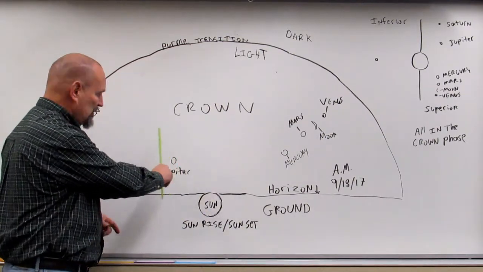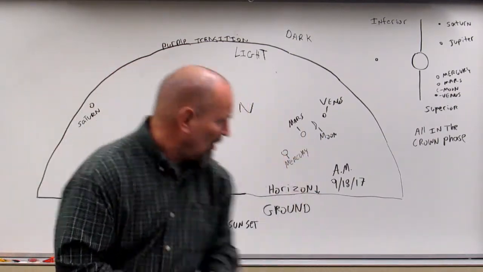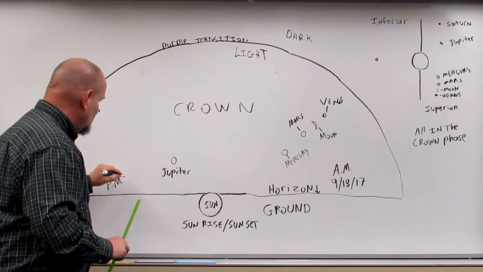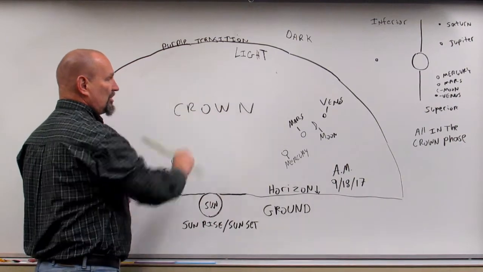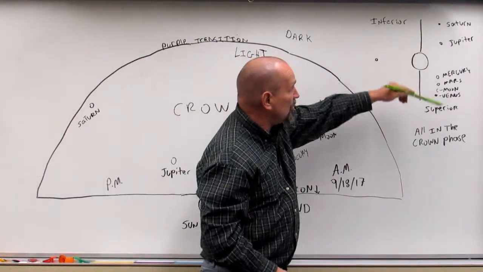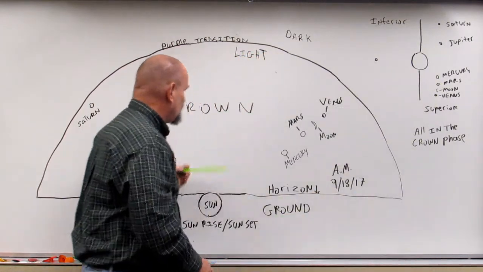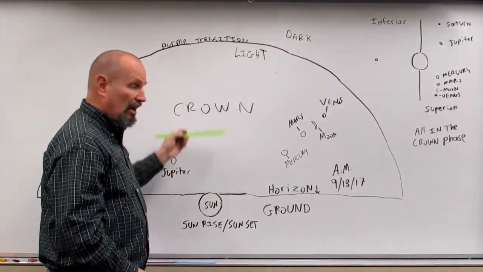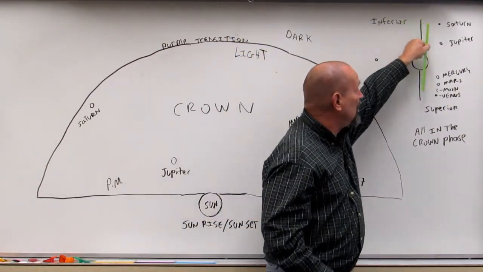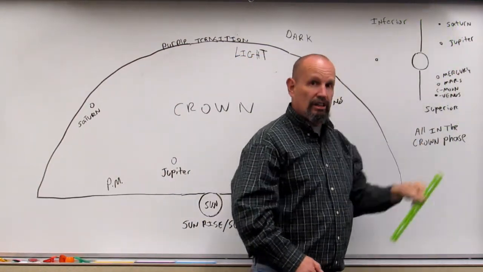I should have had PM over here. PM or in the evening in the crown section. So not only are they showing up in their crown phases, they're also showing up in the crown of the sun. That can only happen if they are all in what's called the superior position.